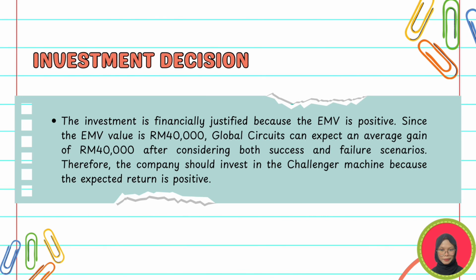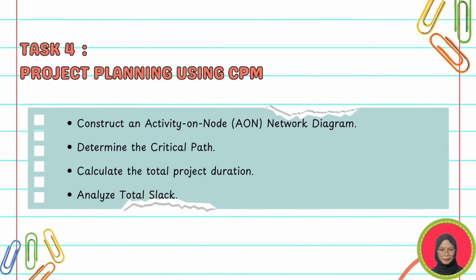Let's move on to task 4, which covers project planning using the critical path method, or we call it CPM. In this task, our objectives are to construct an activity on node network diagram.